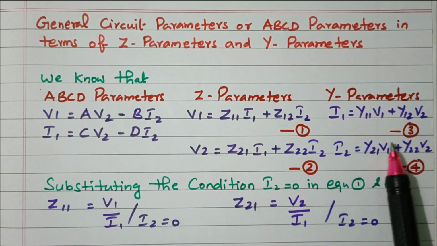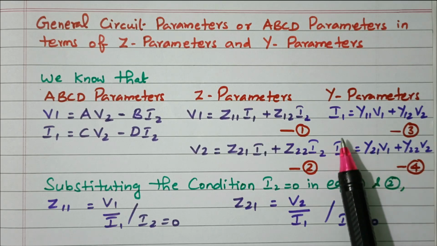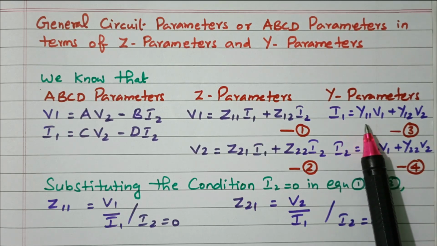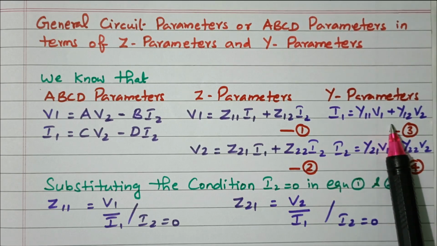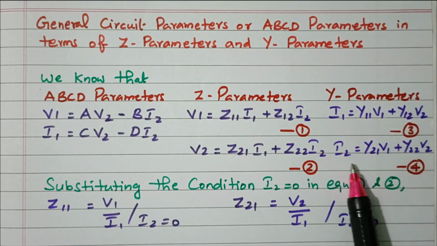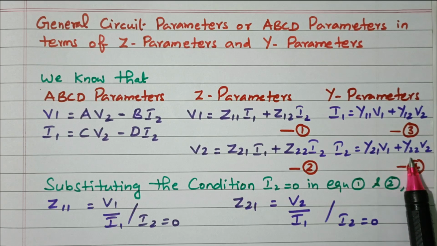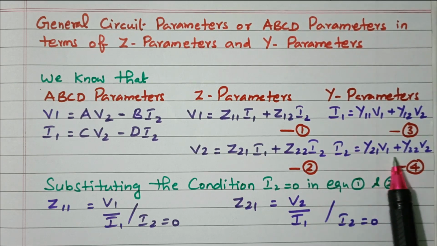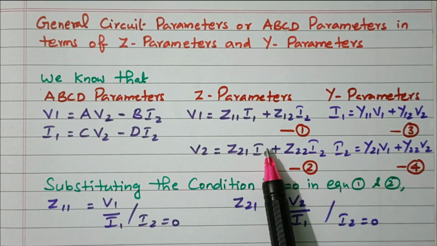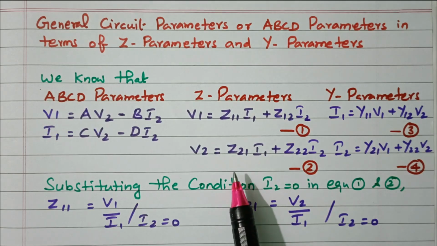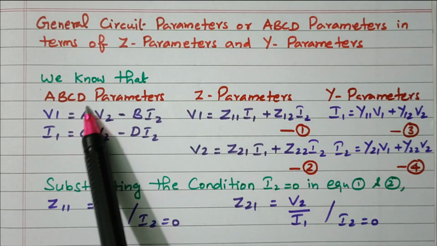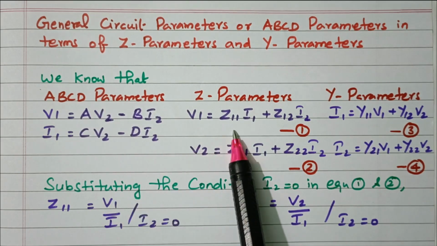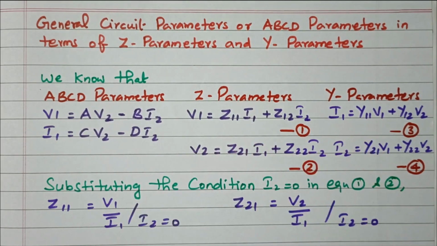In Y parameter, short circuit admittance parameter, I1 equal to Y11 V1 plus Y12 V2, I2 equal to Y21 V1 plus Y22 V2. We'll take this equation number 3 and 4. Here currents are expressed in terms of voltage. So now we are going to see this ABCD parameters in terms of Z as well as Y parameter. Right, now we'll see this one by one.